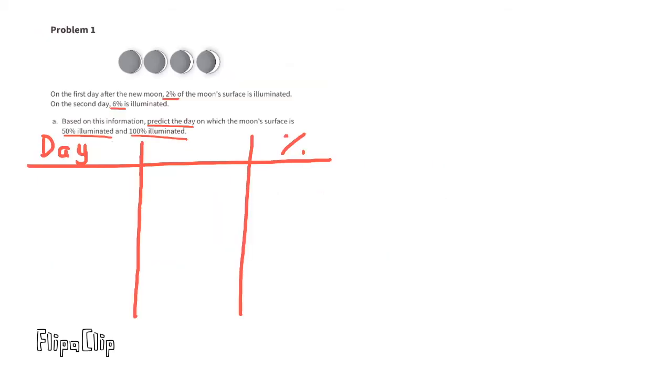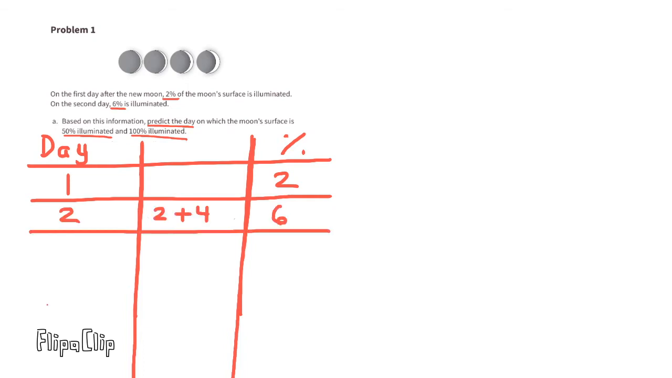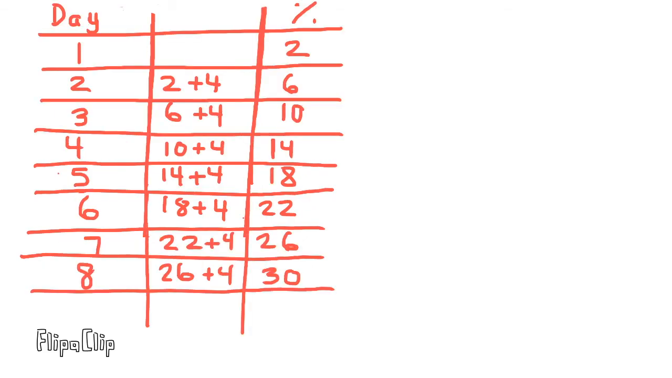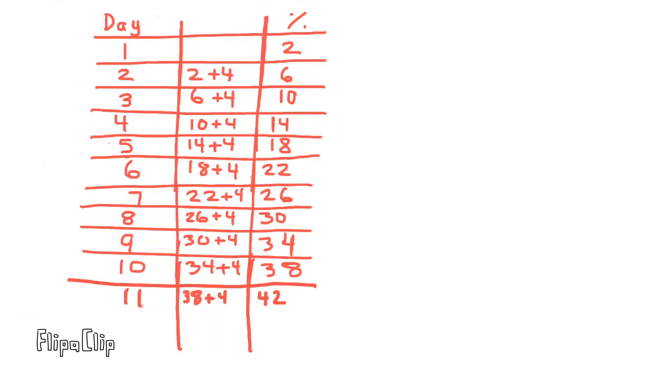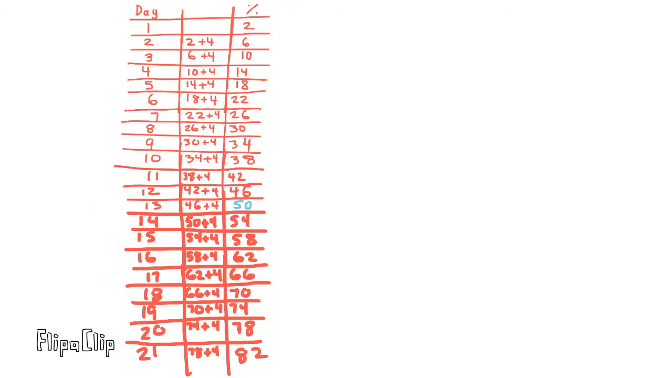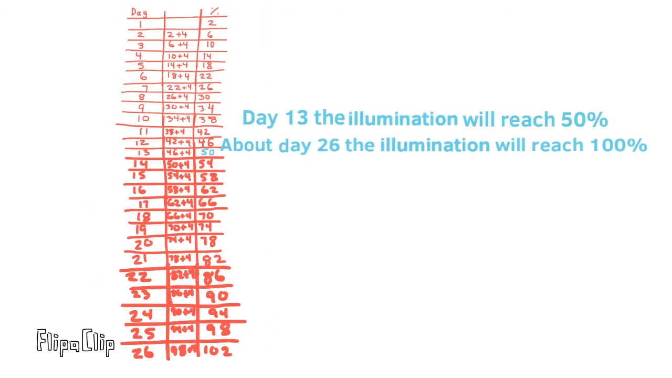I'll make a chart and label the first day 2% illuminated. And like they said, the second day was 6% illuminated. So I added 4. So each day we can add 4 until finally we reach 50%. On day 13, we reach 50%. Let's keep going. Right between day 25 and 26, we reach 100%. So on day 13, the illumination will reach 50%, and right about day 26, the illumination will reach 100%.